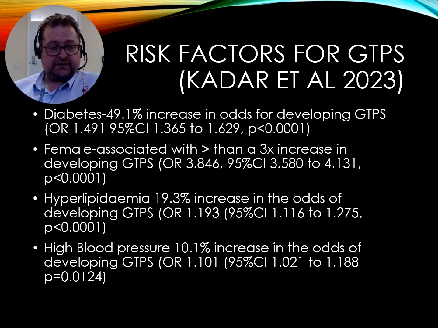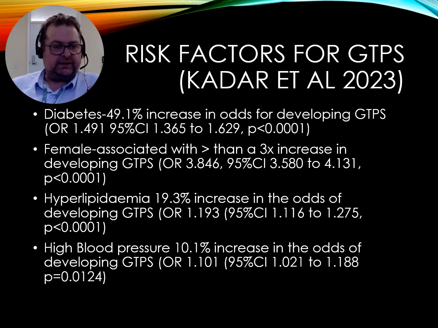The risk factors, so apart from obviously sex related, studies show that females have nearly 4 times the odds of developing GTPS than a male does. But there are also comorbidities, so diabetes, high cholesterol, high blood pressure. Now, this isn't to say that this is a causal link. We cannot say diabetes causes GTPS.